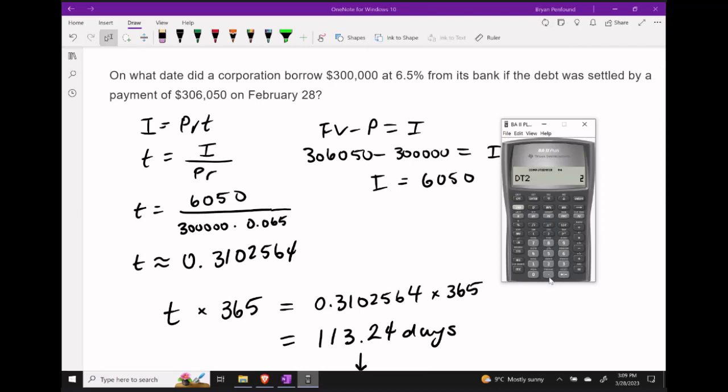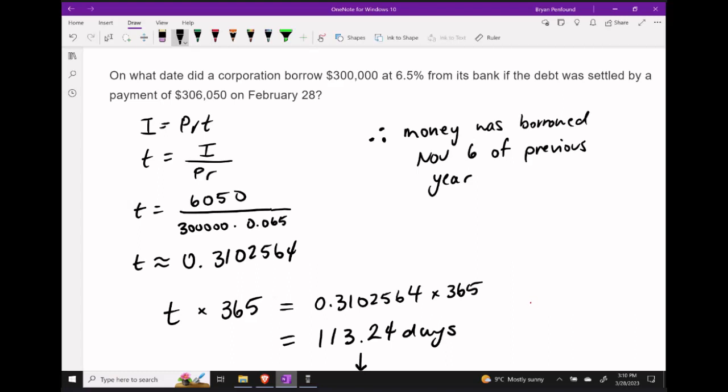That's 2.28. And let's take the year 2023 as an example. And now we should be able to scroll up and ask the calculator to compute our date number 1. And date number 1 comes out as November 6th, 2022. So we can conclude here that the initial amount was borrowed on November 6th of the previous year.